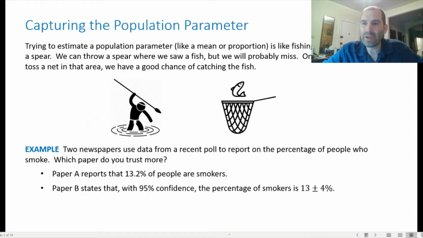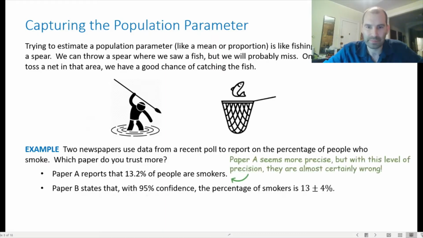Well, we don't know exactly for sure which paper's right. I mean, it could be that paper A is right. However, it seems more precise, but with this level of precision, I would bet they're probably wrong. I mean, what are the odds that they, from that one poll, were able to accurately measure the actual population percentage? What are the odds? Not very good, I think.